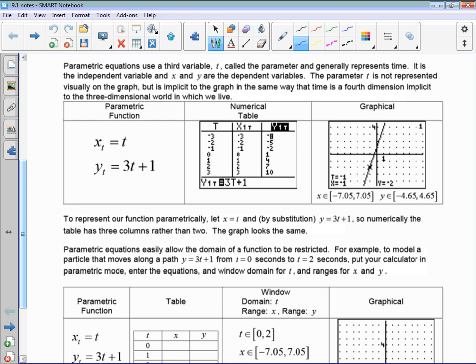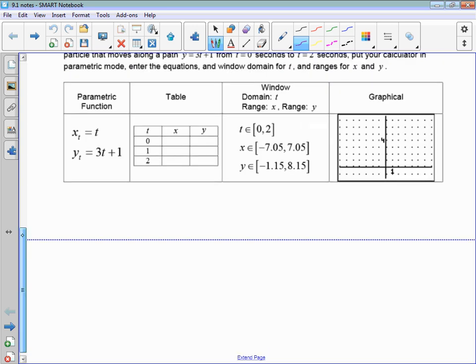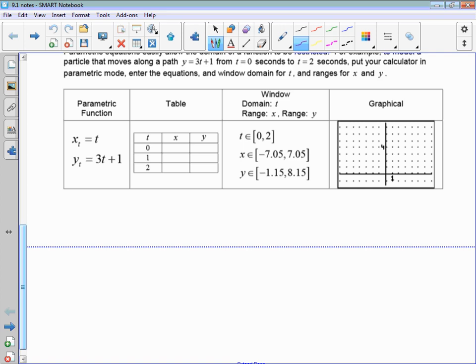So let's do a very basic one here. You don't need your calculator for this. Let's figure out what this equation is going to look like. I'm giving you the equations here, x equals t and y equals 3t plus 1. We're going to fill in this table. And this is like what you think of for your window now when you're graphing. See how it says t is from 0 to 2? That means I only want the section of the graph between 0 and 2 for your t values. So on the table, the only t values I plugged in are 0, 1, and 2. Okay? So let's just figure out what we get.